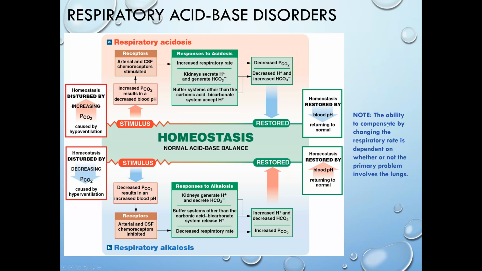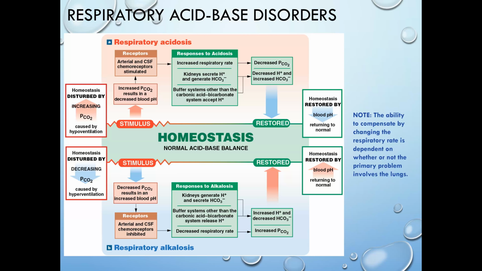So note that the ability to compensate by changing the respiratory rate depends on whether or not the primary problem involves the lungs. So for example, if your initial problem was because you're having a breathing problem, you may not be able to change the respiratory rate, but you can still get compensation by the kidneys.